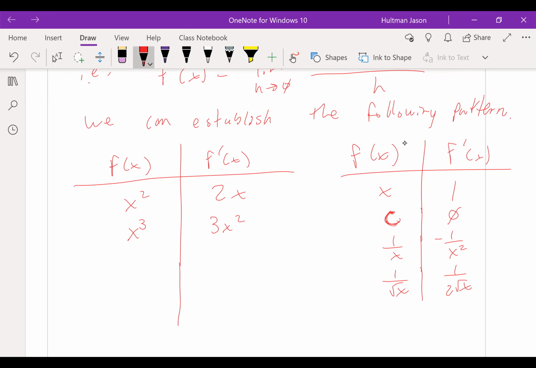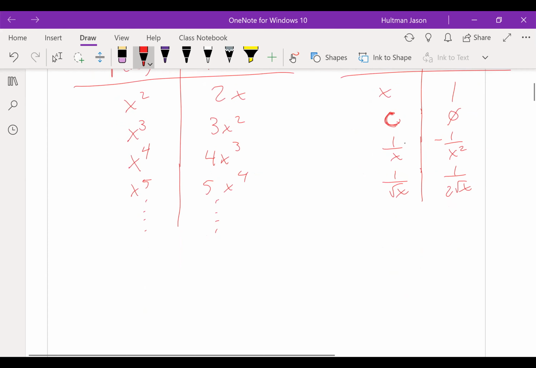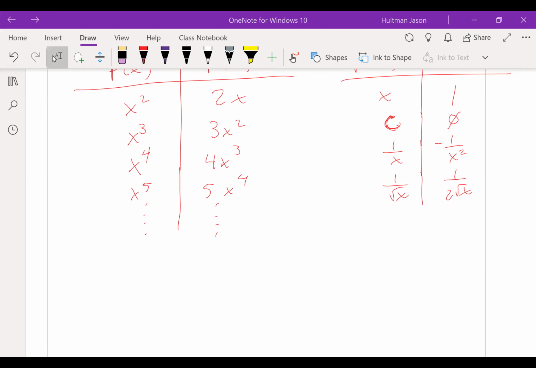So if I were to continue this pattern, you would see an interesting pattern arise. If I took the derivative of x to the 4th, it would be 4x cubed. X to the 5th would be 5x to the 4th, and so on. And so if I took x to the nth, this would be n times x to the n minus 1. Does that make sense? Okay, I put the power in front, right? I put the power in front, and then I subtract 1 from the exponent.